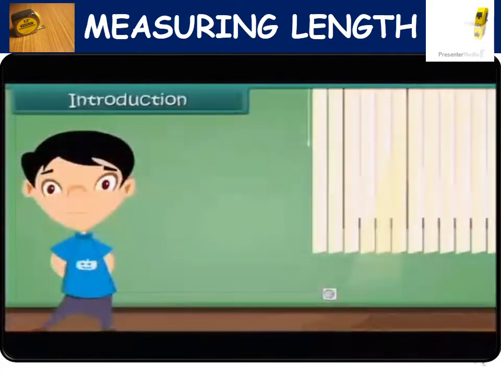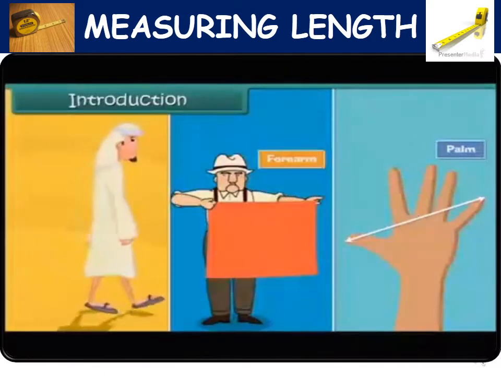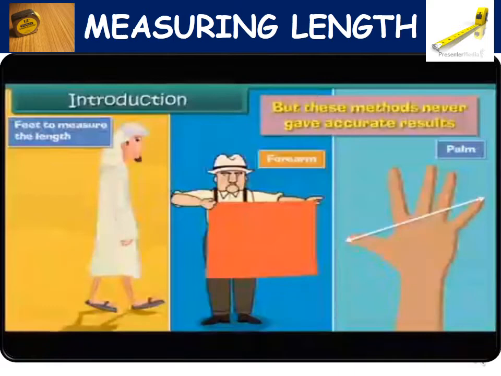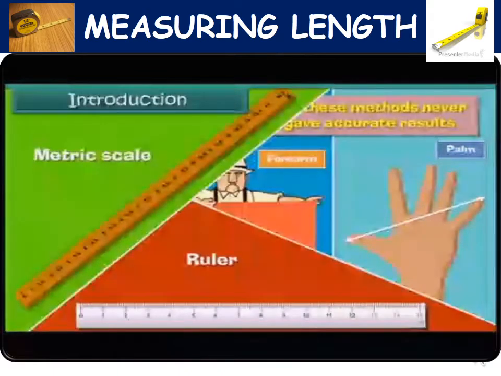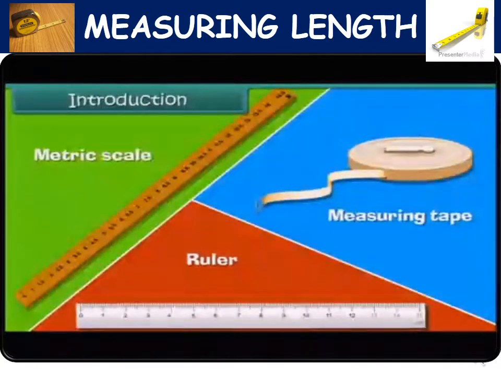So children, let's help Dharya to know the units of measurement of length by watching this video. Do you know how people used to measure the length of objects? Long back, they used their palm, forearm, or feet to measure the length of the objects. But these methods never gave accurate results. Nowadays, we make use of ruler, metric scale, and measuring tape to measure the accurate length and height of the objects. Let us learn the correct method of using a scale.